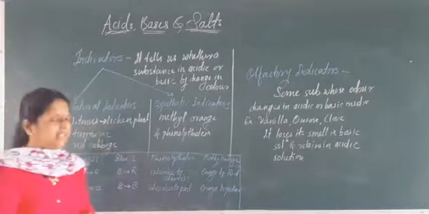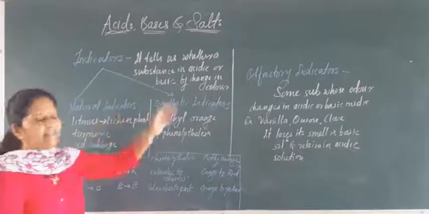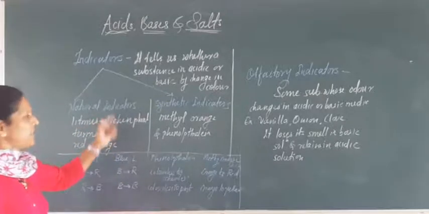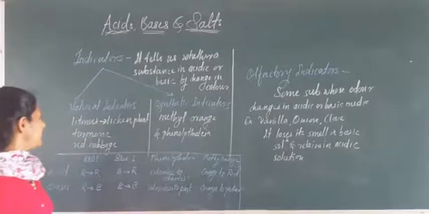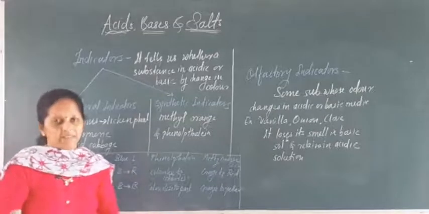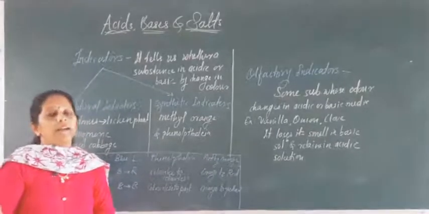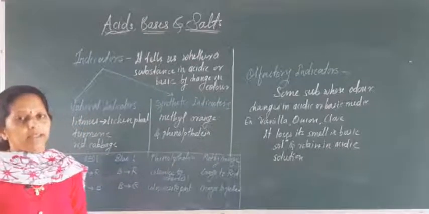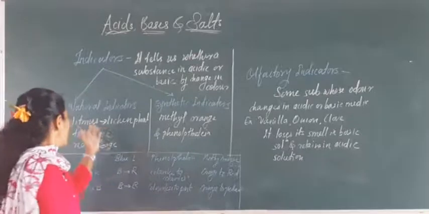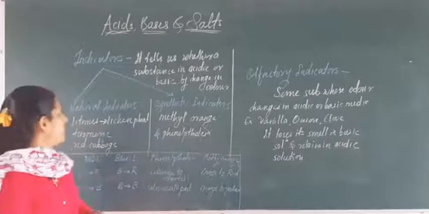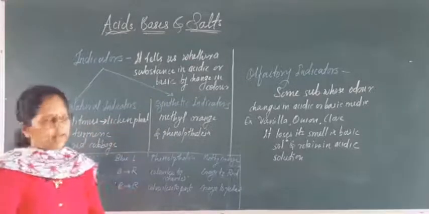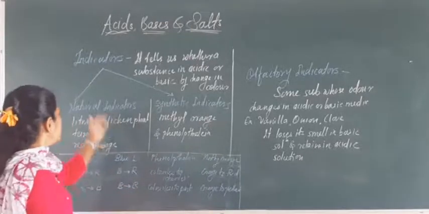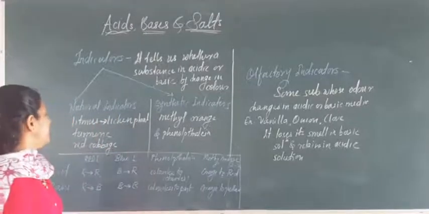So here are the natural indicators and synthetic indicators. Litmus is a natural indicator obtained from the lichen plant. There is litmus solution and litmus paper, blue litmus and red litmus. Blue litmus paper and red litmus paper are easily available in the market. Litmus is obtained from the lichen plant. Next, turmeric and red cabbage. These are called natural indicators.